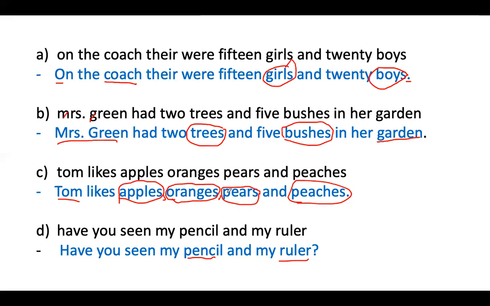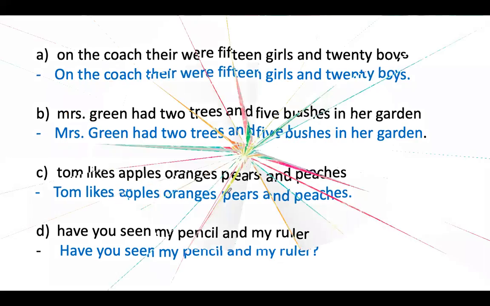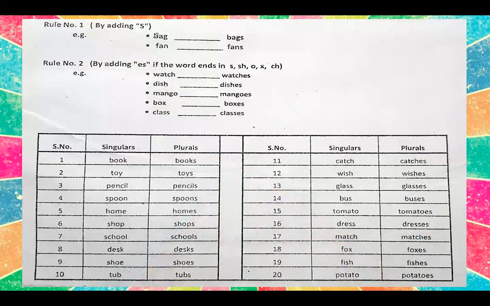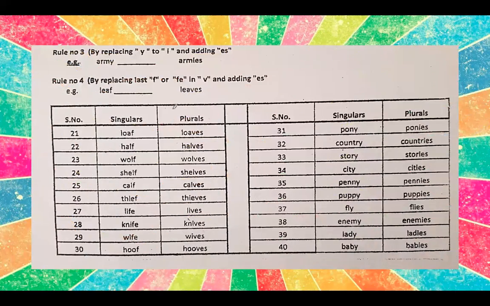I hope you liked it all. Okay, now I'm just giving you some other work. What you need to do for your better understanding, just learn these two rules first by adding S and ES rule and learn these singular and plurals. Okay? And after doing this, you have to learn rule number 3 and rule number 4, and then you'll learn these singulars and plural nouns. I'll read it for you.